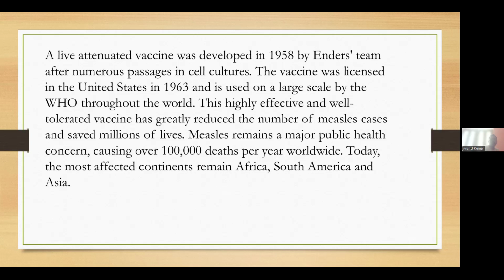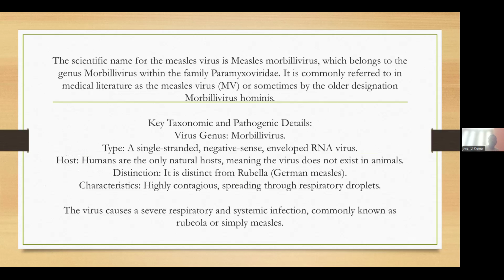Measles remains a major public health concern, causing over 1 lakh deaths per year worldwide. Today, the most affected continents remain Africa, South America, and Asia. So the scientific name for the measles is Measles morbillivirus, which belongs to the genus Morbillivirus within the family Paramyxoviridae. It is commonly referred to in medical literature as the measles virus, or sometimes by the older designation Morbillivirus hominis.